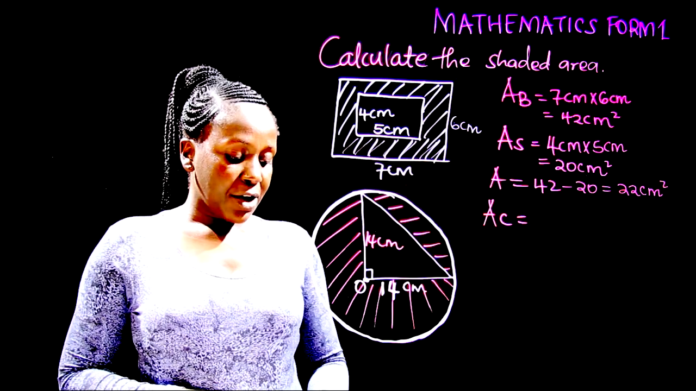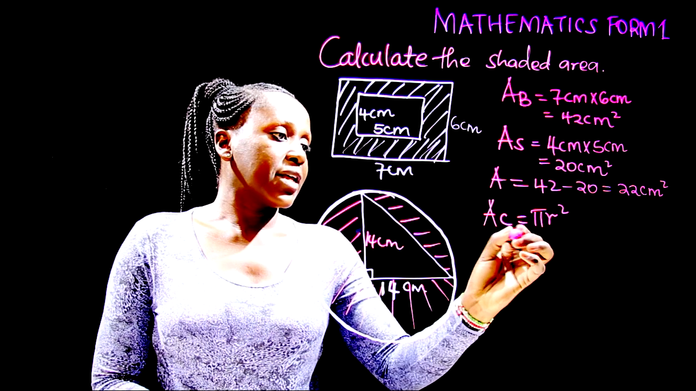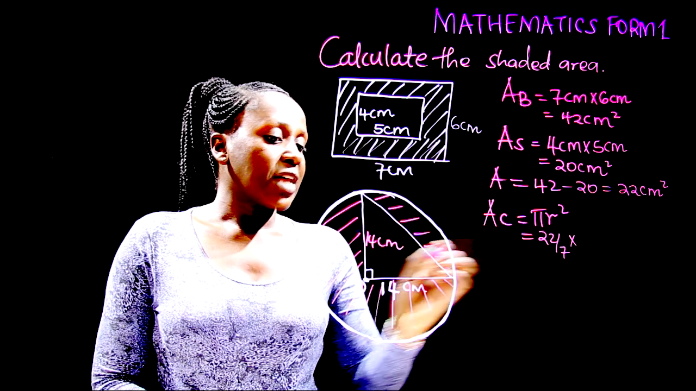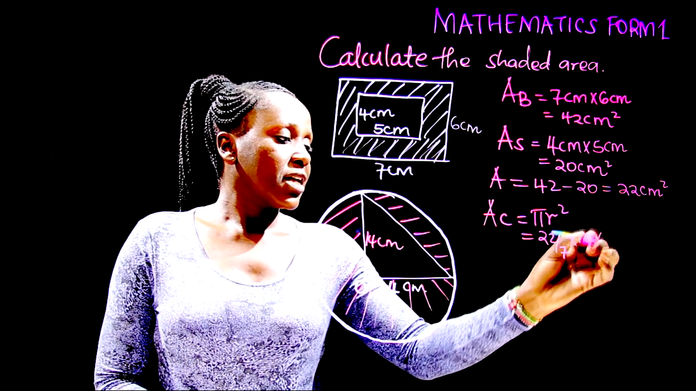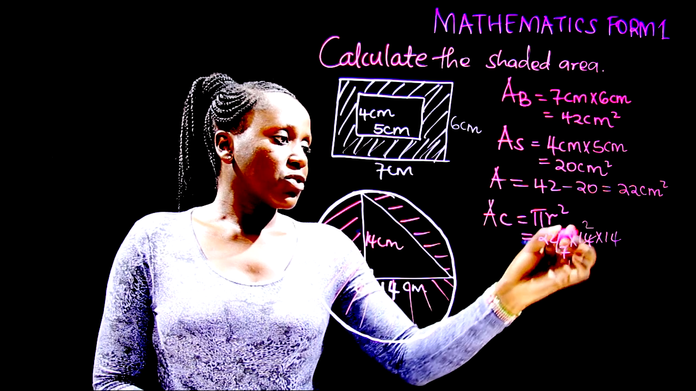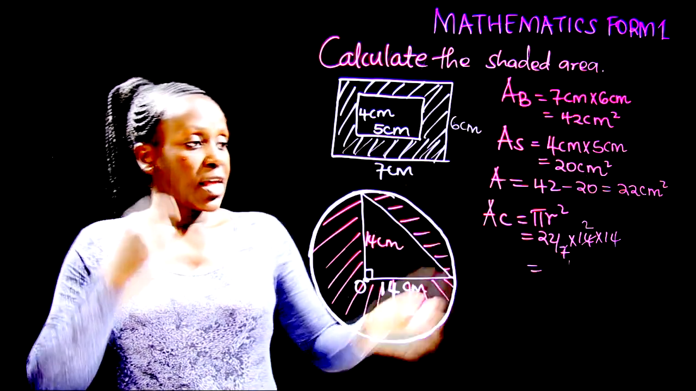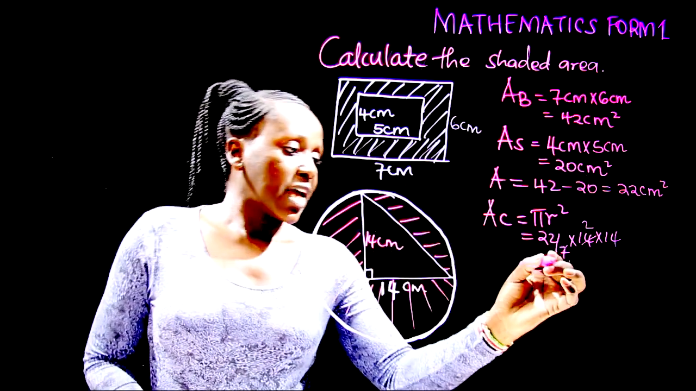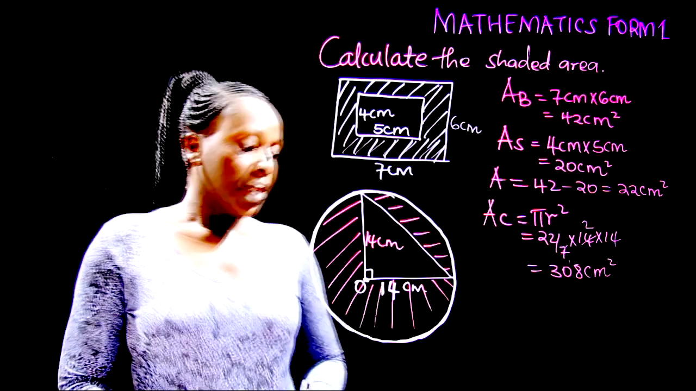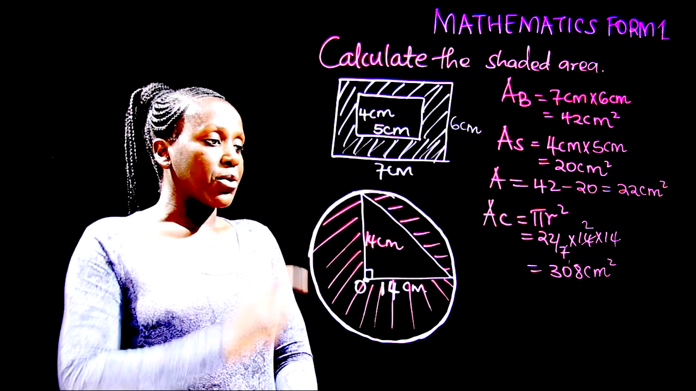The area of the circle will be given by pi r squared. So this is equal to 22 over 7 times the radius, which is 14, times the radius again. So 7 1 by 7 2. So now 22 times 2 is 44. Then times 14, we get 308 centimeters squared.